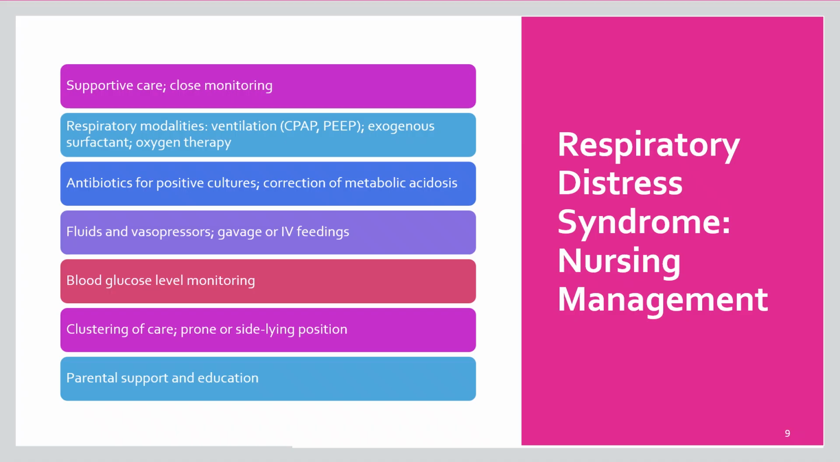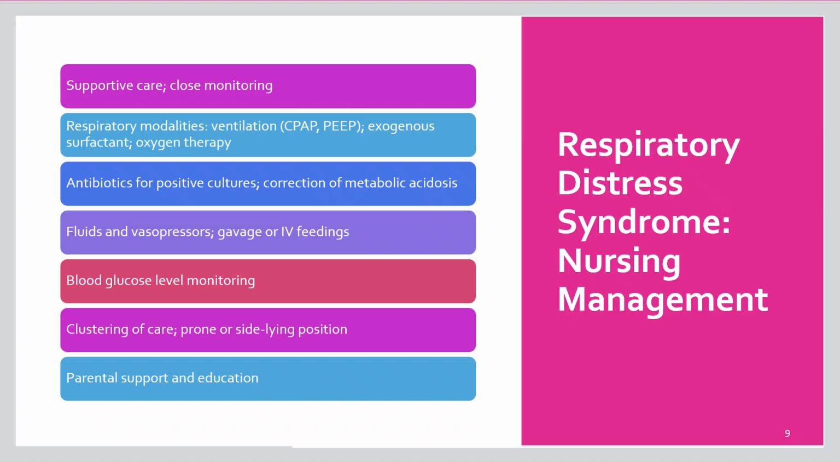Gavage or IV feedings, because the baby cannot take anything by mouth. Most of the time the baby is intubated, or the baby can aspirate, so we give IV feedings or gavage feedings. Blood glucose level monitoring, because they're not feeding properly, not like breastfeeding every 2 hours or so, they can have hypoglycemia, so check the blood sugar level.